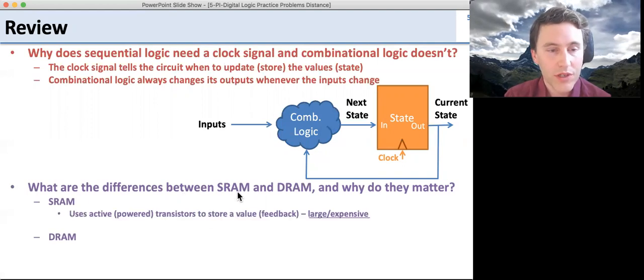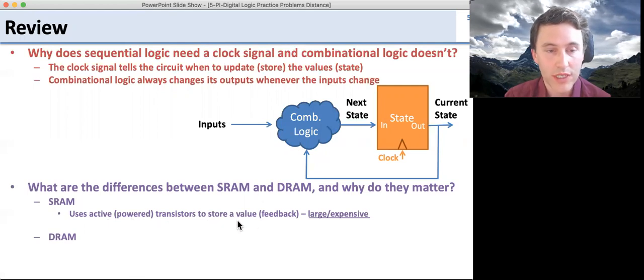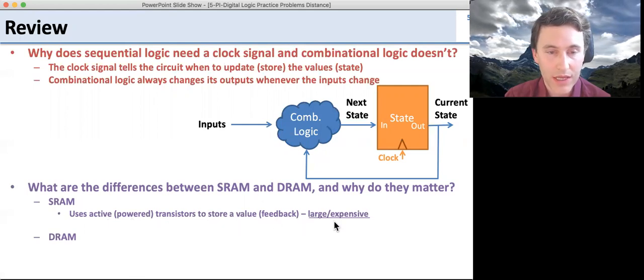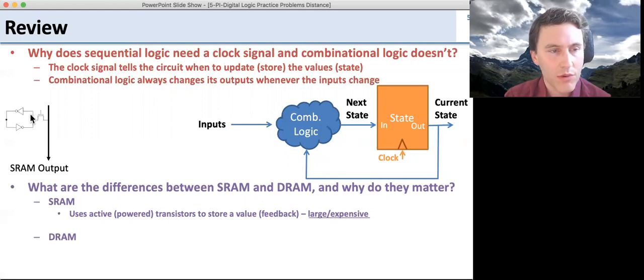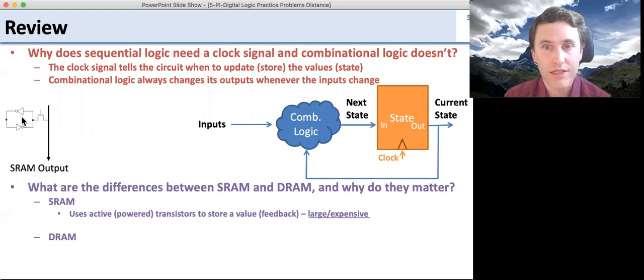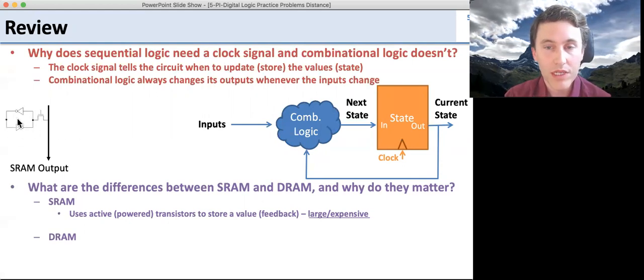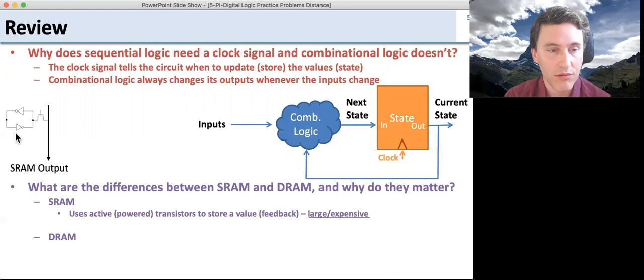Okay, what are the differences between SRAM and DRAM? Well, SRAM uses powered or active transistors to store value through feedback. This makes it large and expensive. Remember, this is what the SRAM circuit looked like. It had one inverter and another inverter, and they would send the signals back and forth and around in a loop. But both of these inverters were plugged in. That is, they got power from the circuit. That's how they could regenerate the signals. But because they could regenerate the signals, they could send them out with a lot of power.